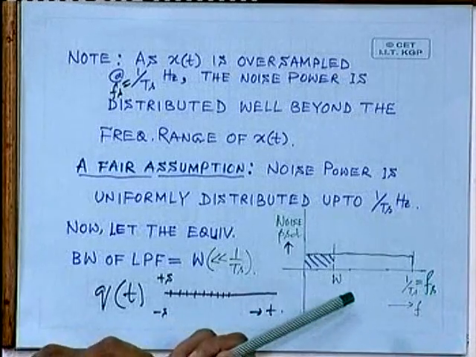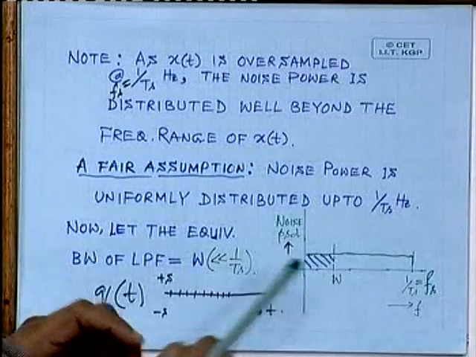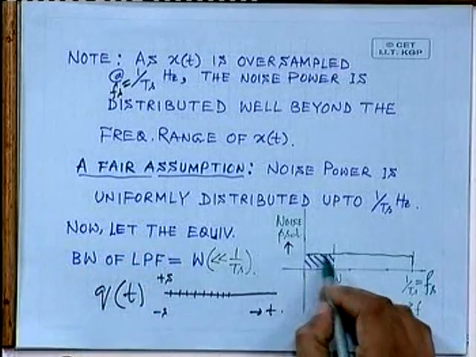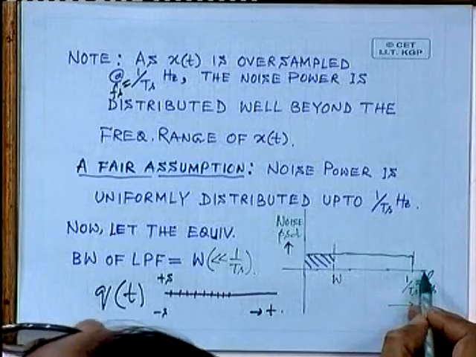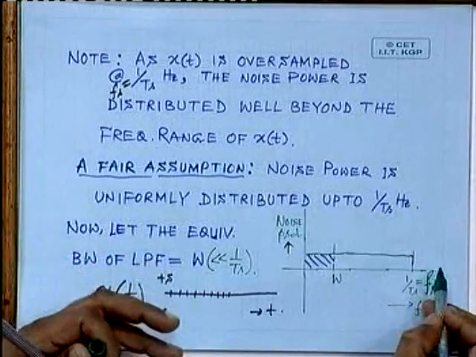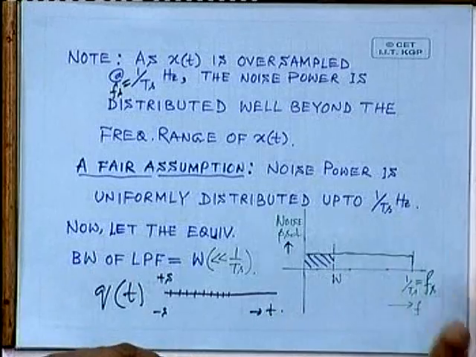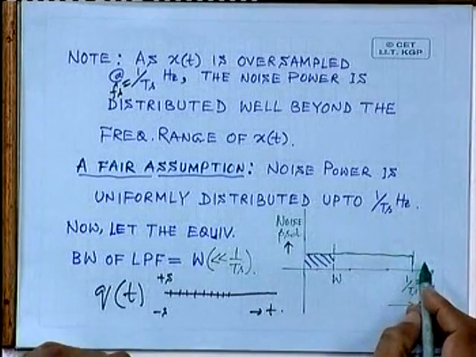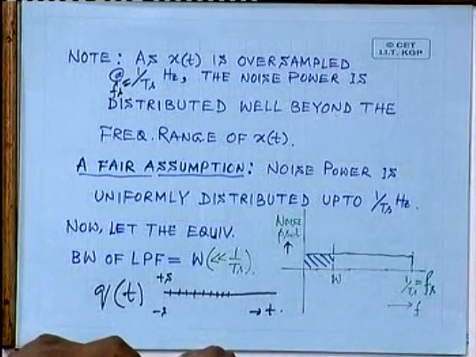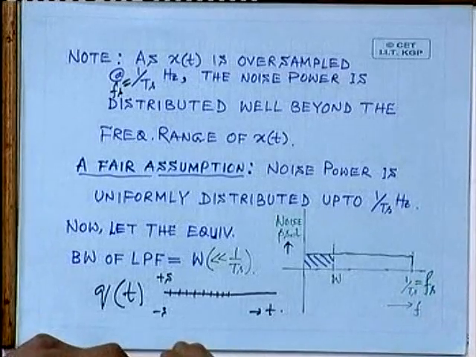This is a somewhat approximate description. Of course, it need not be uniform that way. There may be variation, there may be a tapering off over here. It may spill over well beyond 1 upon Ts a little bit. But broadly speaking, the noise PSD is constant over this. This is an equivalent description. We will see that sometime later after we talk about some kind of Nyquist filtering.